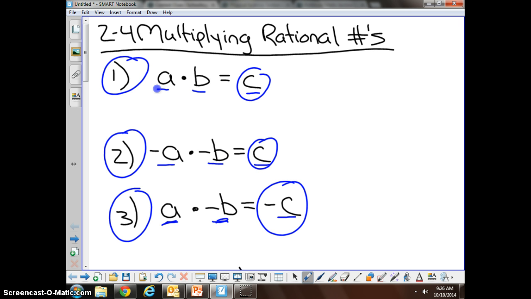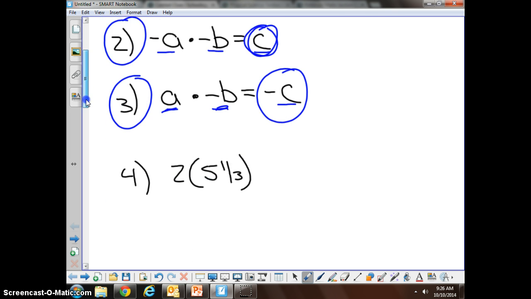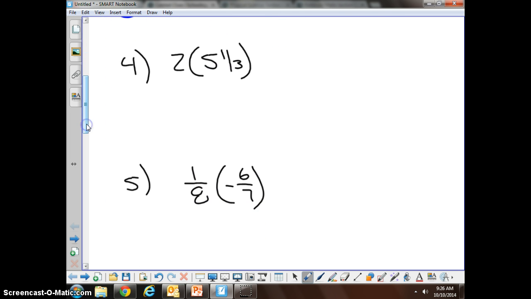All right, so again, the point. Anytime you're multiplying factors to get a product, if the factors you're multiplying by have the exact same sign, the product's always going to be positive. If the factors you're multiplying by have different signs, the answer is going to be a negative.